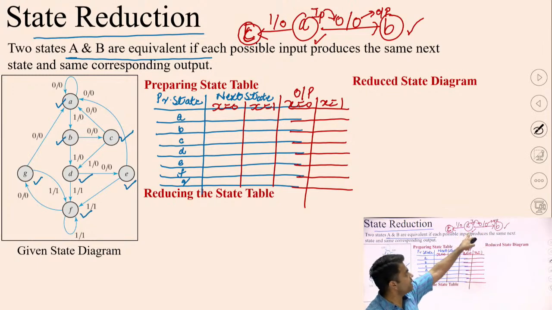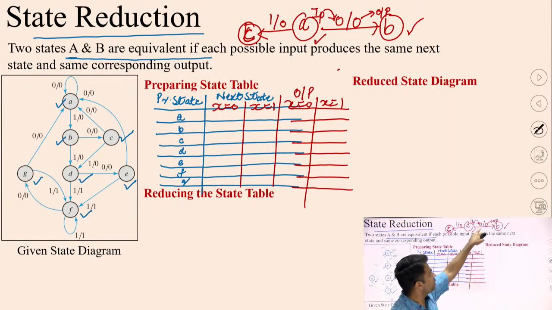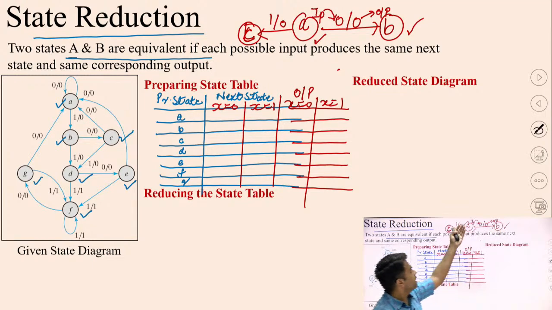So in A state, if I get input as 0, the next state will be B and output will be 0. Similarly, if input is 1, the next state will be C and output will be 0. So you can say that output is the same in both the cases, but next state is different, okay.